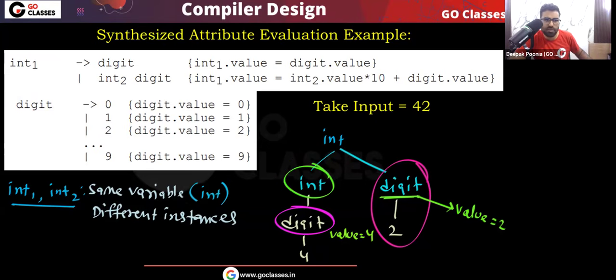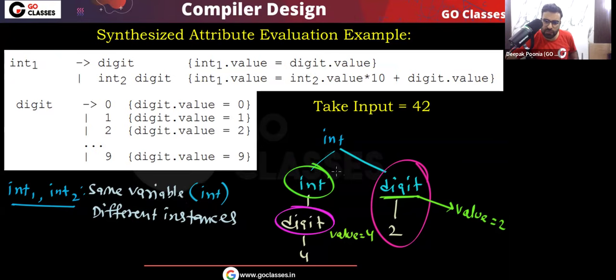Now we need to see what will be the value attribute value for this node. So you can see which production we are using: int going to digit. Yes or no? This production we are using, and corresponding to this production, this is the semantic rule. In this semantic rule, int1 dot value, where int1 is the LHS, will be the same as digit dot value. So digit dot value is 4. So what will be this int dot value?